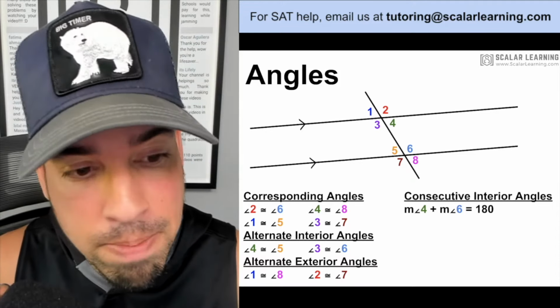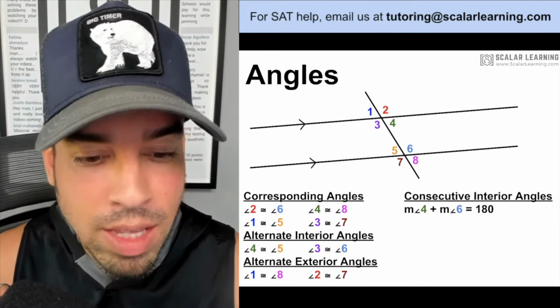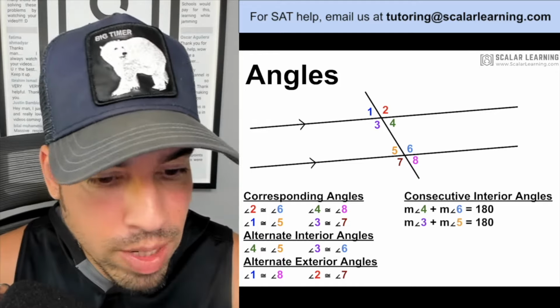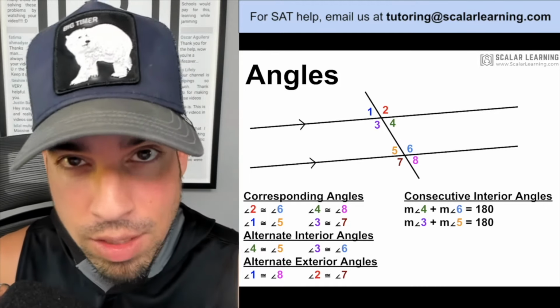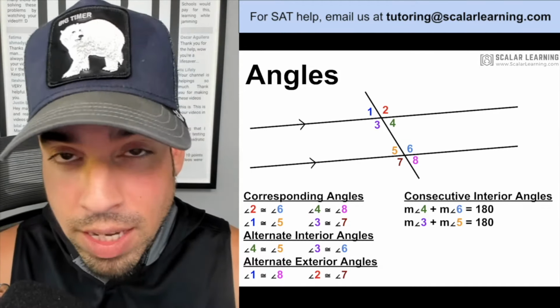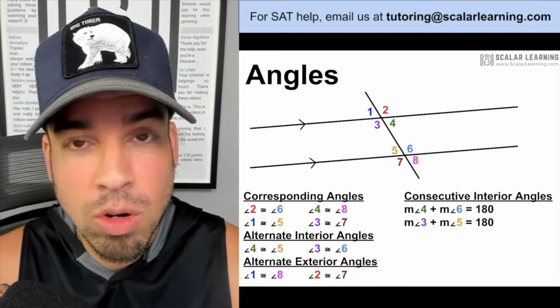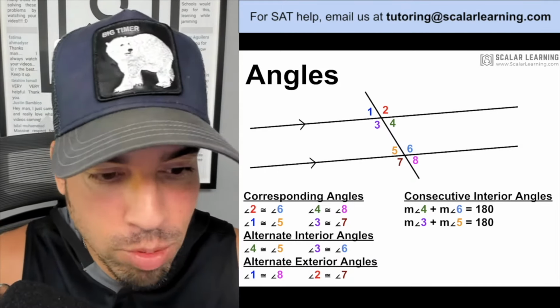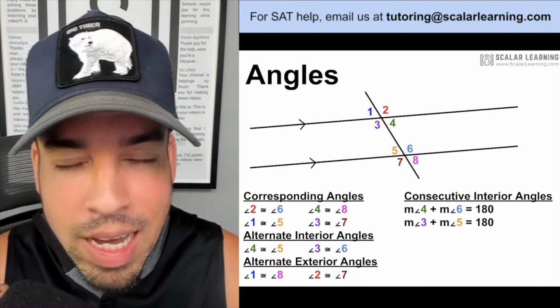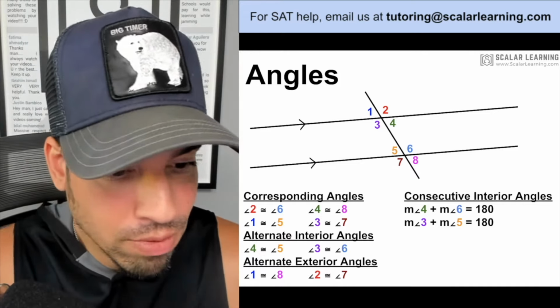They are supplementary, and it's important to remember that they add to 180. Likewise, 3 and 5 add to 180 as well. For all of these relationships, it's important to know that if you have two parallel lines, these relationships will exist. But equally as important is that the converse of this is true.